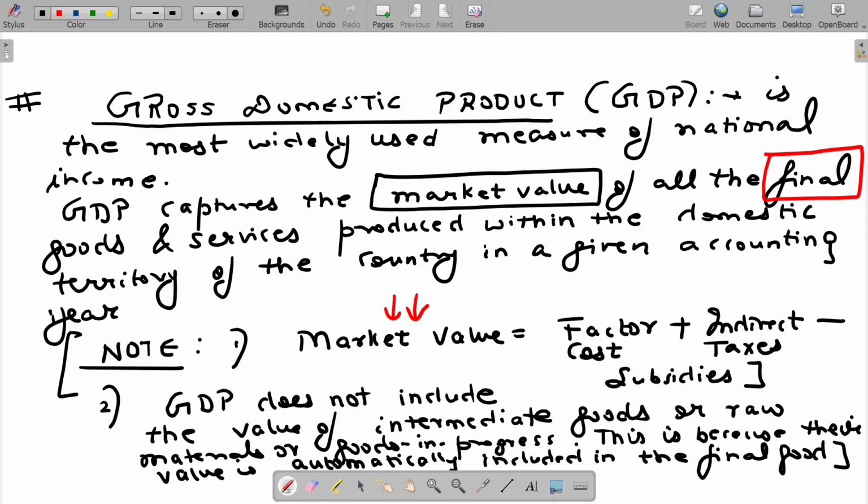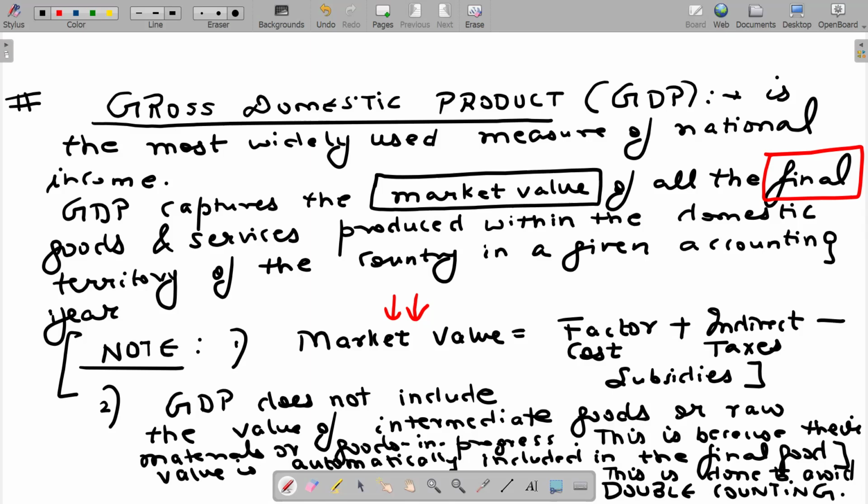Okay, so when I talk about GDP, it only includes the final goods and services. It doesn't include the value of intermediate goods, because intermediate goods value is automatically included in the final good. So if I add intermediate good value again, I'm double counting it. So I can write, this is done to avoid double counting. Okay, so I hope students are all clear with both these points of note.